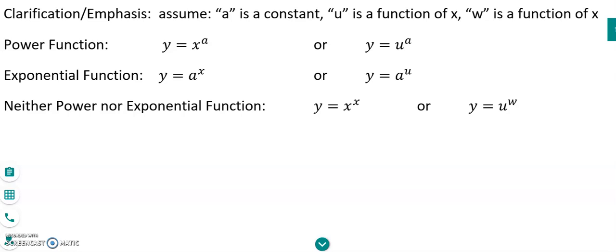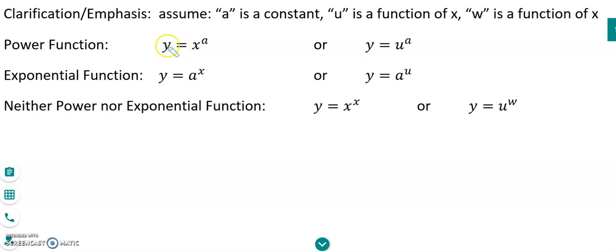All right, so I wanted to make hopefully a short little video here on emphasizing or clarifying the difference between a power function and exponential function, and this type of function here, which is neither a power nor an exponential function, but looks very similar to both of them. So for this, we're going to assume a is a constant, which also means that we're assuming, in this case, it's a real number. We're going to say u is a function of x and w is a function of x, and anywhere we see x, that's just the normal x that we think of.